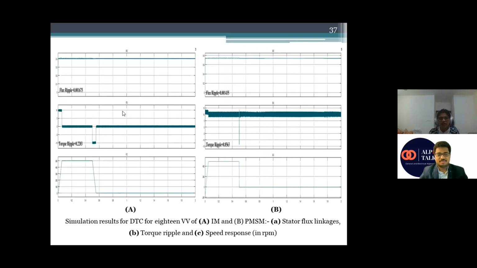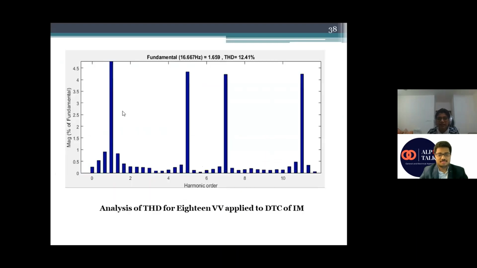All these have been implemented using MATLAB Simulink. And the THD, if you see, it is coming as 12.41%. It reduced a lot.